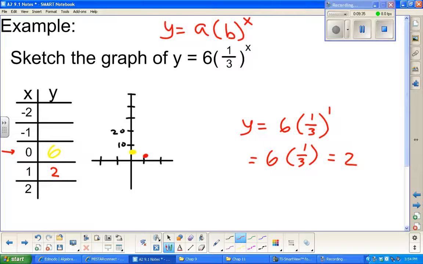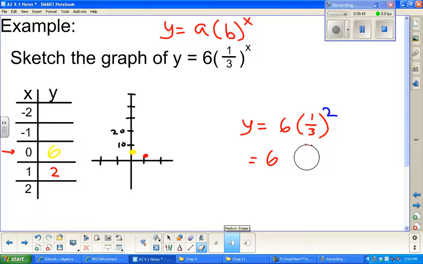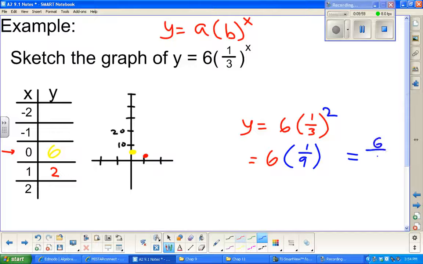What if we did an x value of 2? 6 times 1/3 to the second power. Well, what's 1/3 to the second power? That's 1/3 times 1/3, that's 1/9. And 6 times 1/9 is 6/9. If we reduce that to get an easier number to work with, that's 2/3. So again, smaller and smaller. As we go to the right, these y values are getting smaller and smaller.